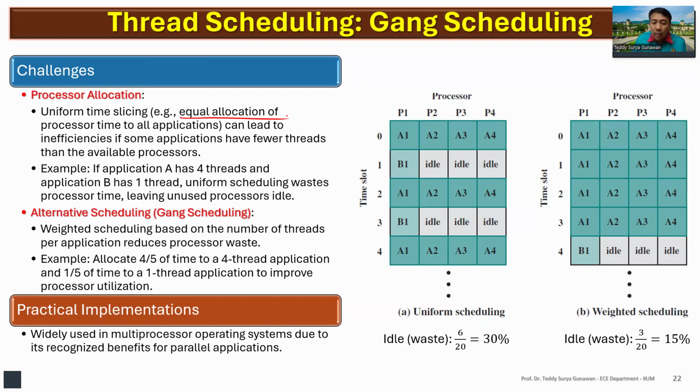which might not be easy to implement. So you can implement gang scheduling. The first one is uniform scheduling, so it doesn't matter how many threads you have. Let's see here, this is the processor, and this is process one, process two. Let's rename this to core number one, core number two, core number three, core number four, and this is process number one, number two.